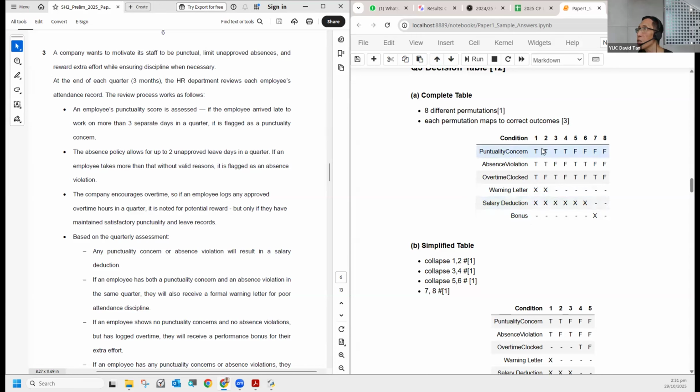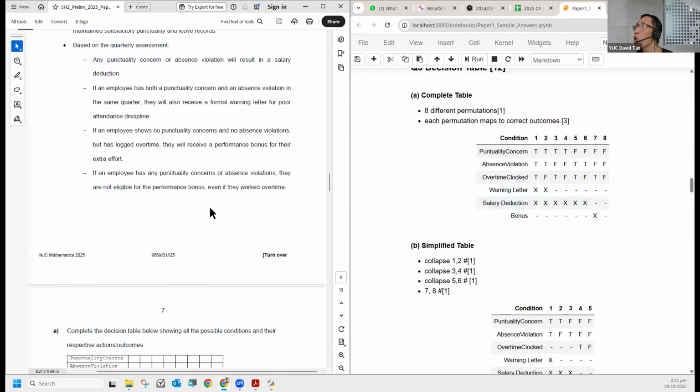Okay, in this case, you realize that this person is punctual, no absent violation, and no overtime. So the clause means no, don't have. Okay, so if you use symbols, it's a little bit tricky. True, false, yes, no, very clear. So try to keep to that.